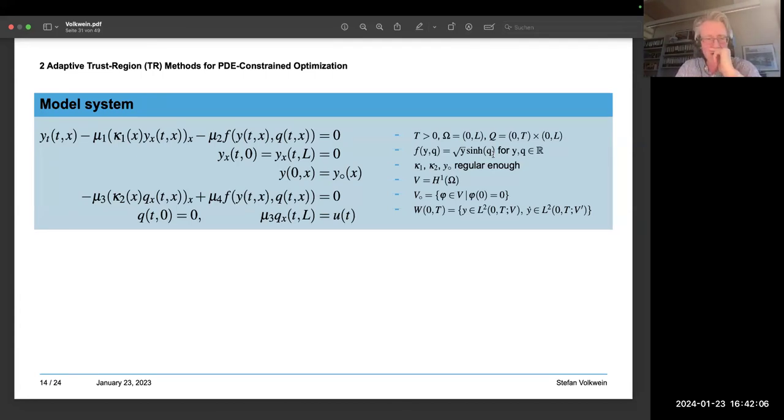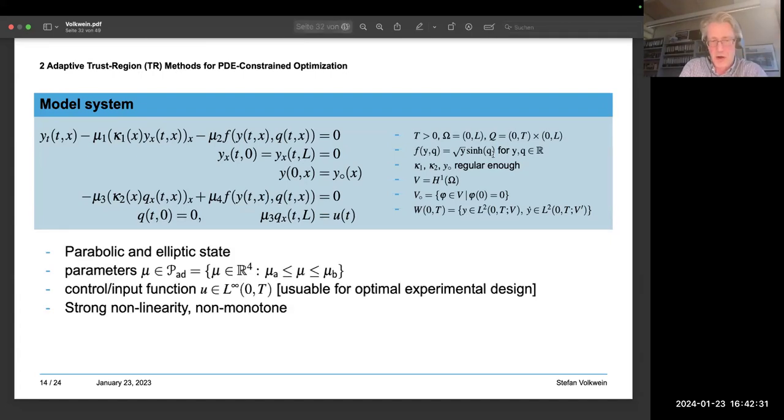Okay, so this model comes from this battery system. So y would be something like concentration of lithium ions, and the q is the potential in the battery, but it is still a simplified model. So I do not want to write a model for lithium ion batteries, but it is motivated by these battery models. Okay, parabolic and elliptic. We have 4 parameters.